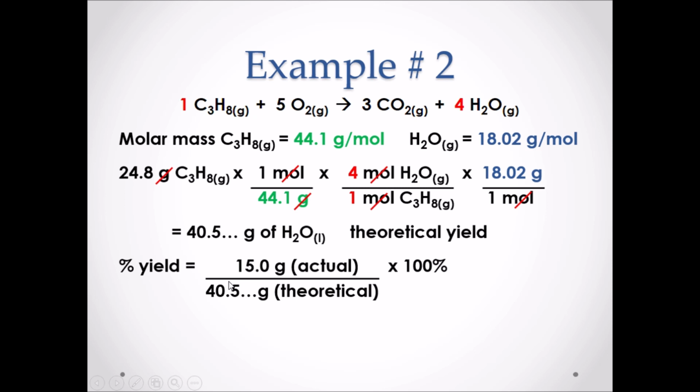We can now simply perform our percent yield calculation. We have the 15.0 grams, which is the actual yield and which was provided in the question, and divide it by 40.5 grams, which is our theoretical yield, which we calculated. If we times that by 100%, we are left with the percent yield of 37.0%.